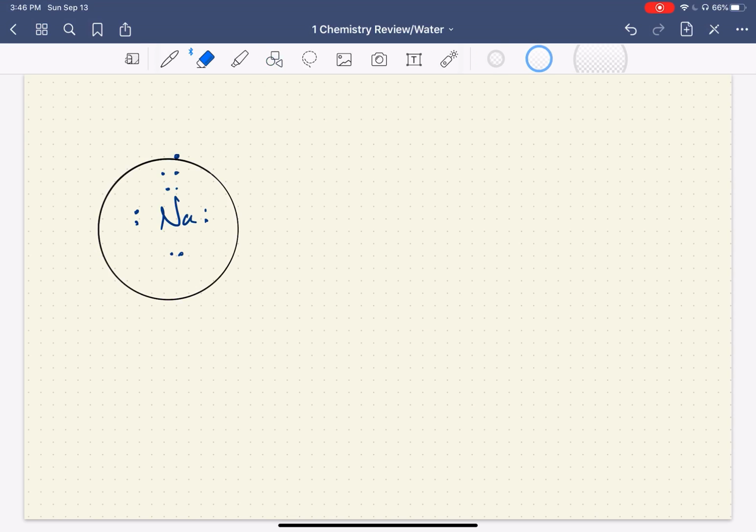So it cheats. It just gets rid of one of those electrons, but now it actually has more protons than it does electrons, so it actually has a +1 charge.